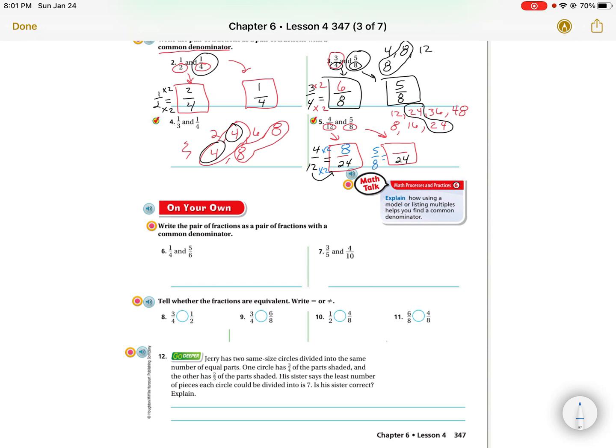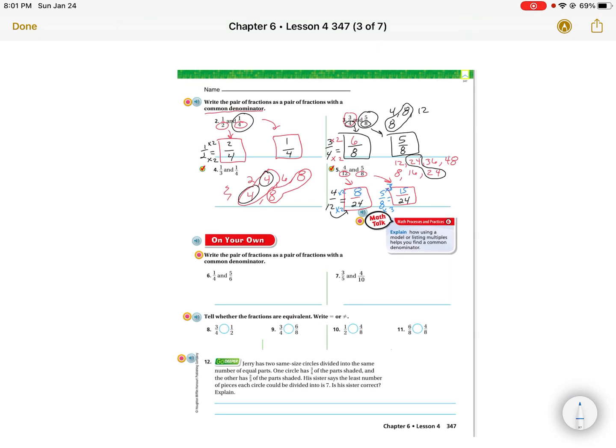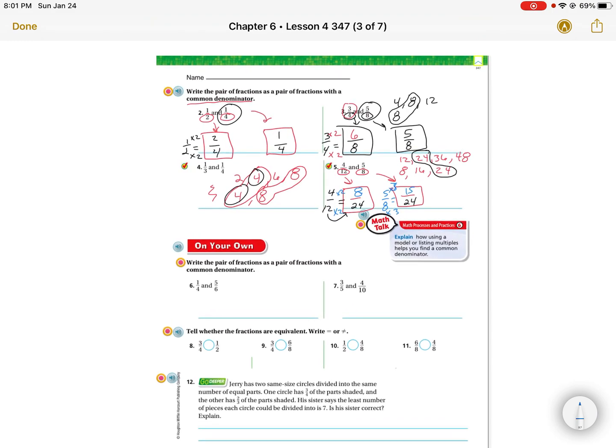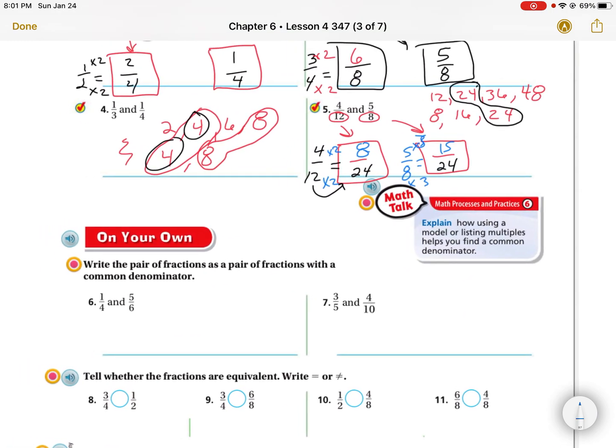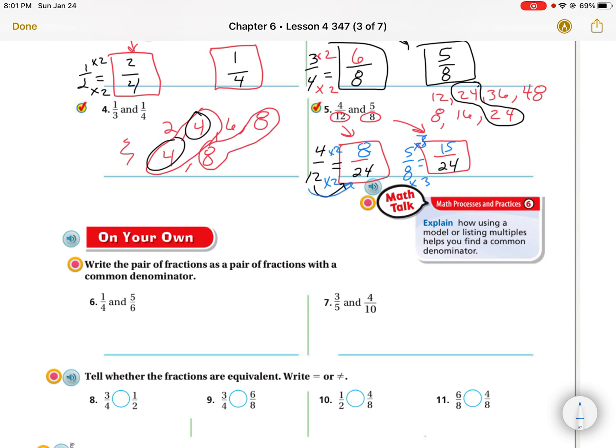5/8 is equal to how many 24ths? So 8 times 3 is 24. That means 5 times 3 is 15. And now I have done what my directions said, which is write a pair of fractions as a pair of fractions with a common denominator. So now I've changed and renamed them to where they're cut to the same size pieces, and they're all these little 24ths. All right, so let's look down here. Write the pair of fractions as a pair of fractions with a common denominator. So same thing, didn't change directions, it just wants us to try it again.